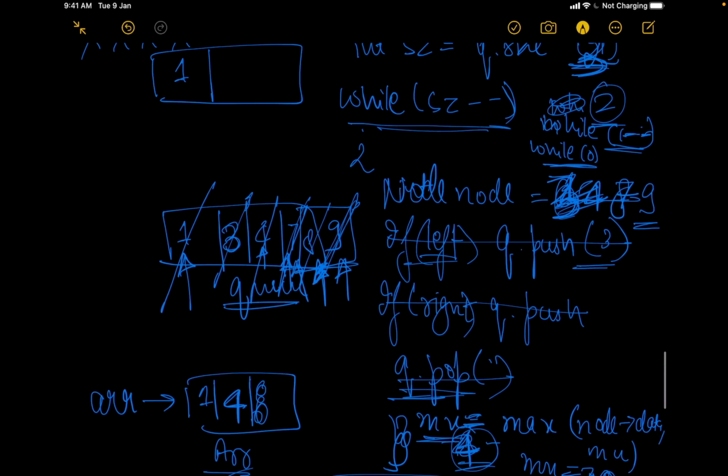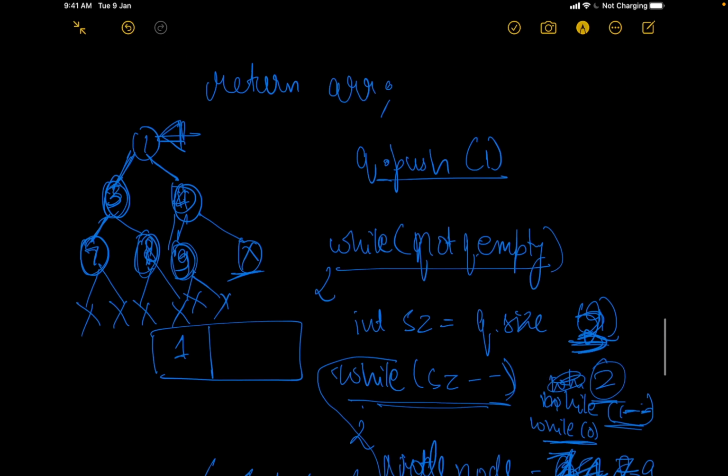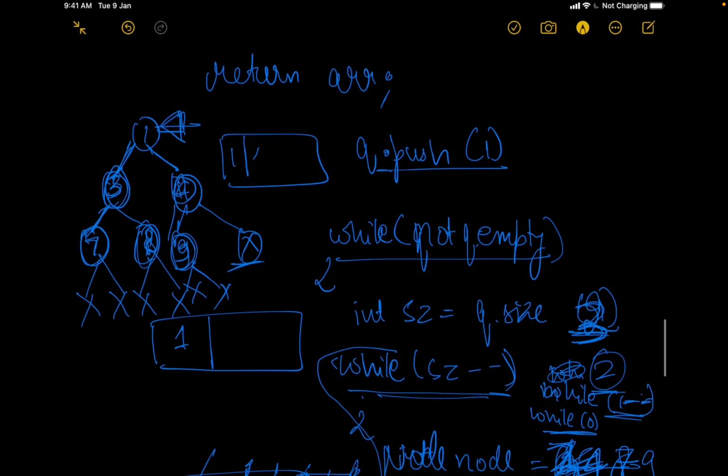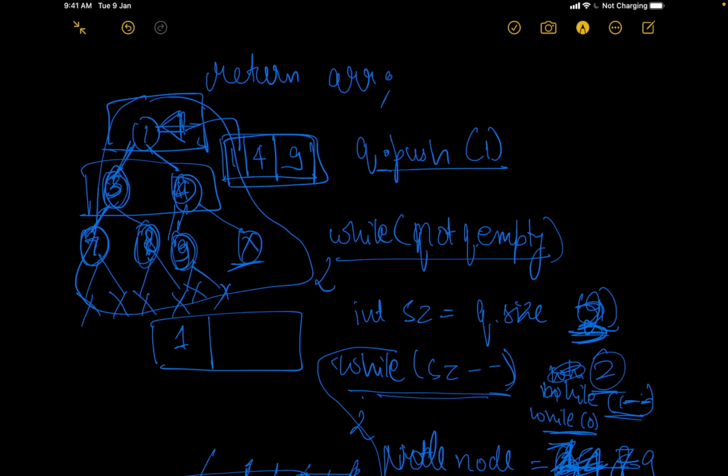And now this while loop is invalidated. We'll get out of here, and we'll push the particular value onto the array. So 9 is now pushed. So this is the resultant array. We are having 1, 4, 9. For this particular tree, we can see that the first level has a maximum element 1, the second level has a maximum element 4, the third level has a maximum element 9. Hence the answer and approach is correct.